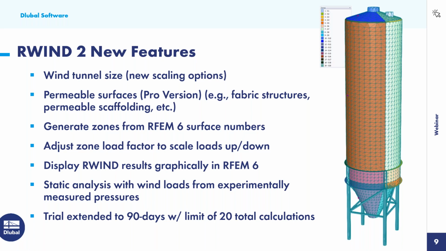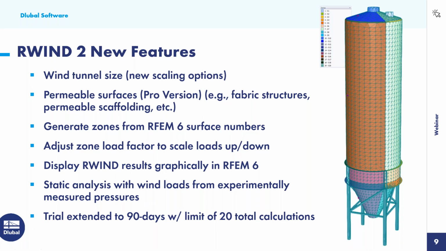Furthermore, with these zones, we can adjust the load factor to scale these wind loads up or down. So perhaps we complete the RWIND analysis and want to scale up particular areas of the structure. You'll see that reflected with the wind pressure, not only in RWIND, but also when we take these loads back into RFEM for the analysis and design. We can also display the RWIND results graphically in RFEM 6. So just a nice feature that potentially you don't even need to open up RWIND at all. You can carry out the calculation and view your wind pressure results directly in RFEM.